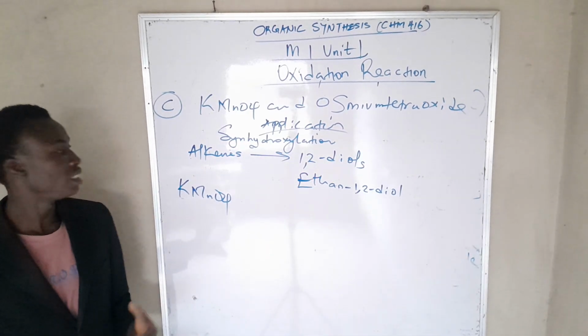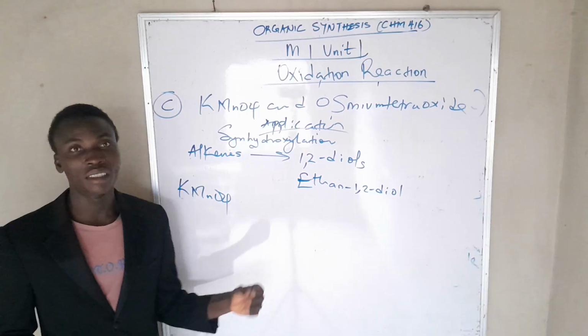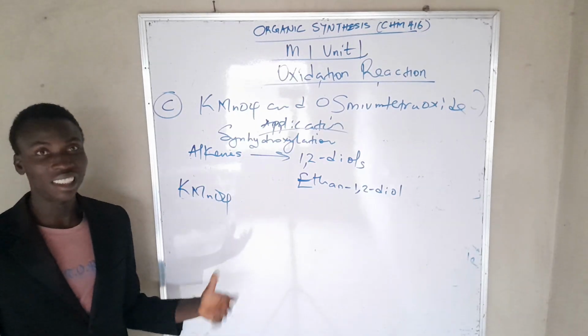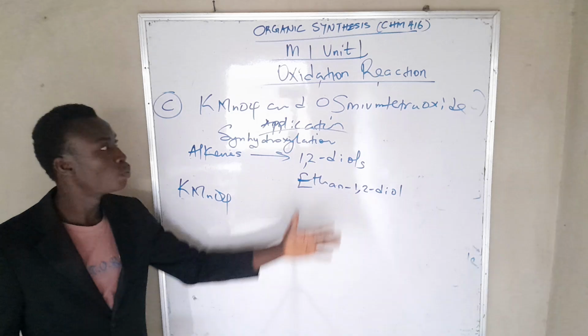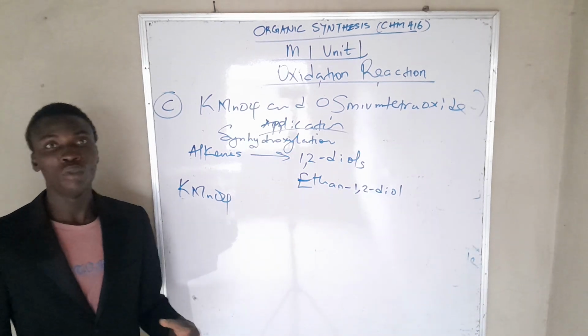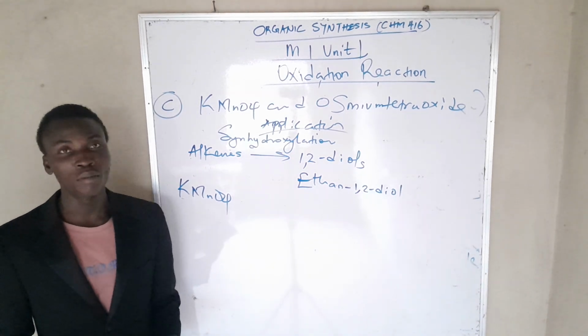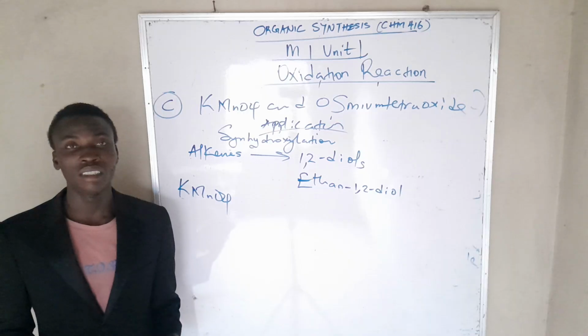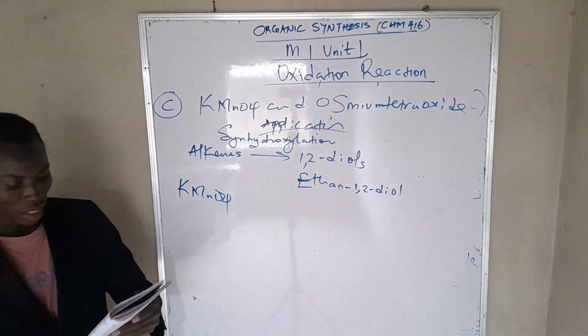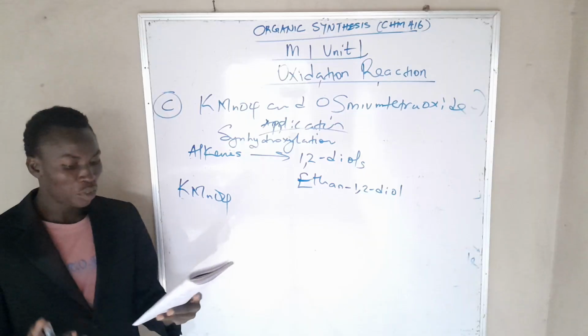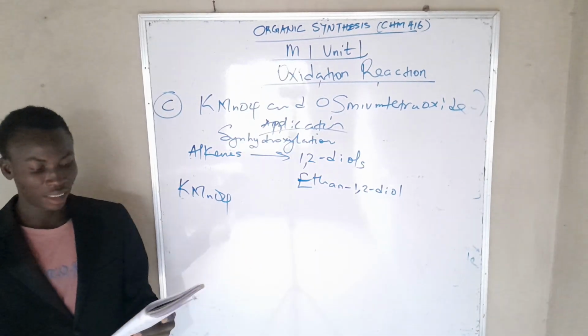So the advantage is that the KMnO4 is less expensive, that is inexpensive, and at the same time it is safer than the osmium tetraoxide, which is expensive and at the same time toxic. It can lead to blindness. Okay, so in this place, this one gives us the yield that's needed.